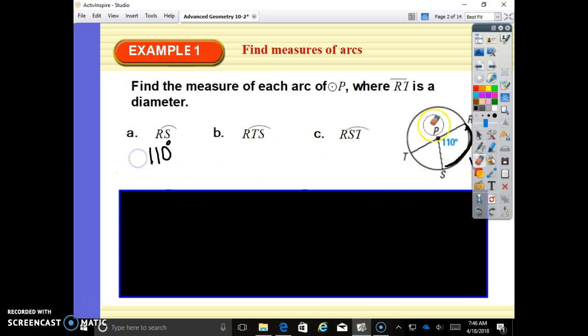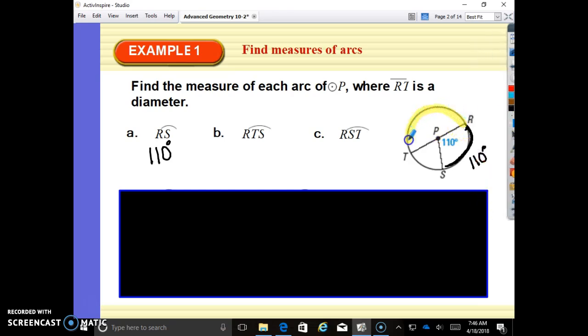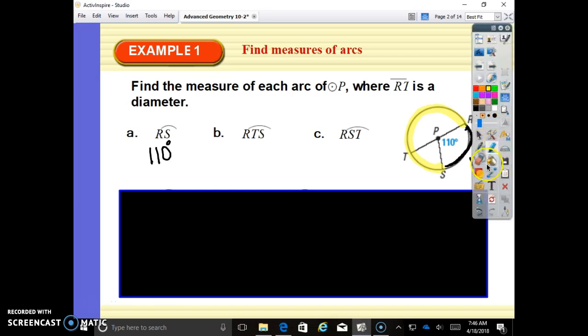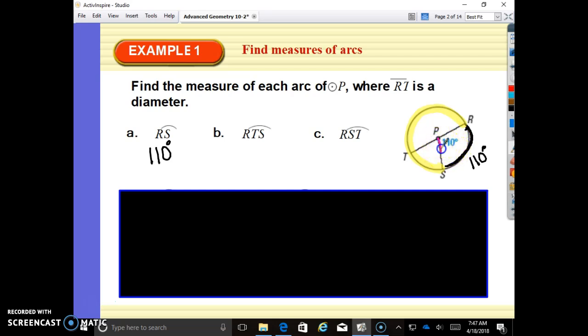Looking at our next one, RTS. So RTS, we go from R to T and then to S. So now this is talking about our major arc, the arc that's greater than 180 degrees. If a whole circle is 360 degrees, what portion is RTS? It's going to be 360 minus 110, right? You're subtracting this little slice of pizza. 360 minus 110 is 250. So this is 250 degrees.